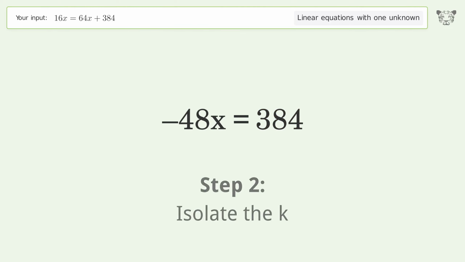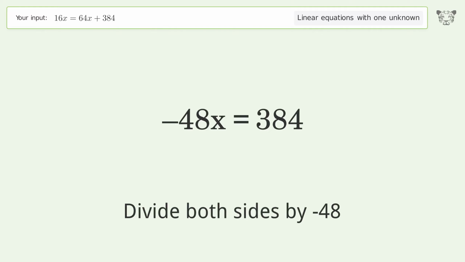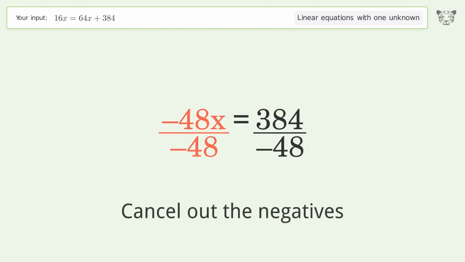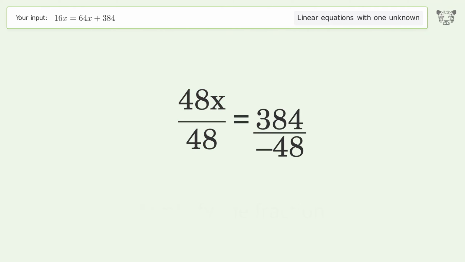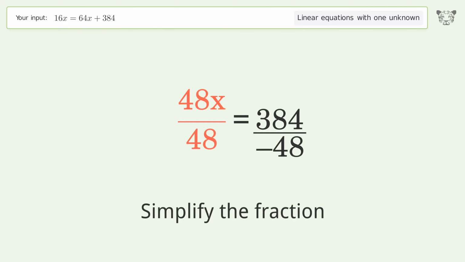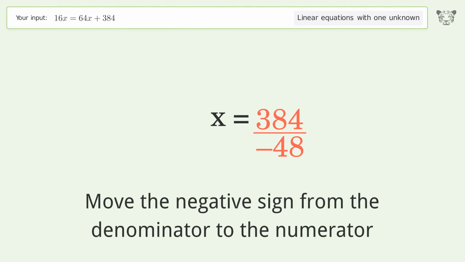Isolate the x. Divide both sides by -48. Cancel out the negatives. Simplify the fraction. Move the negative sign from the denominator to the numerator.